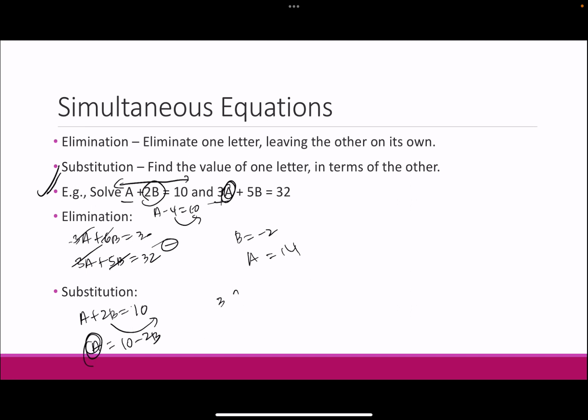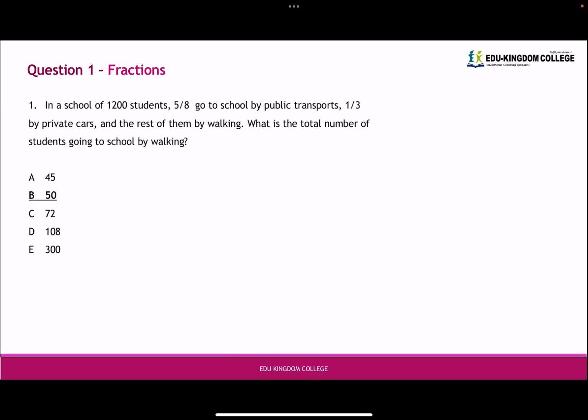So instead of 3a, I'm going to write it as 3 times (10 minus 2b) plus 5b equals 32, because now I've got everything in terms of b, and now I can find the value of b. So I'm going to get 30 minus 6b plus 5b equals 32. 30 minus b equals 32, and then move the 32 over, and then the minus b, you're going to get b equals minus 2. And then obviously if you sub it back in, you're going to get the same value for a.